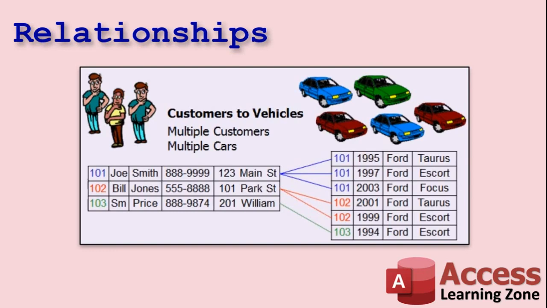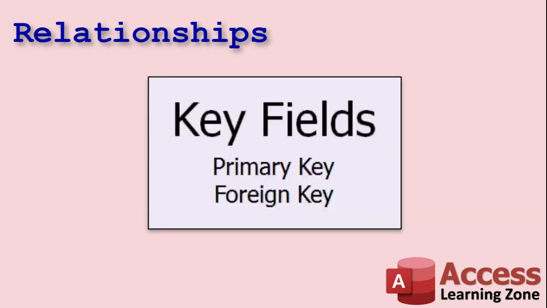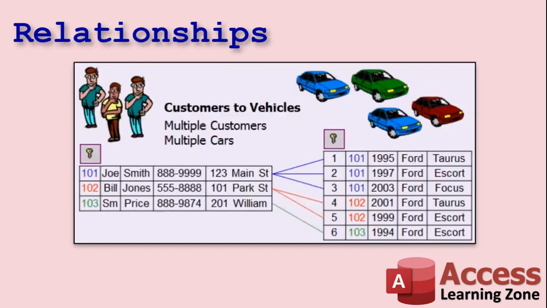Now that customer ID is the key field. And there are 2 types of key fields, and you don't have to remember these names, folks. I'm going to go over this again when we get to expert level 1. There's a primary key and there's a foreign key. Now the primary key is the key in that table that uniquely identifies that record. And you'll only have one of them. It's indexed, no duplicates. That's the primary key field.